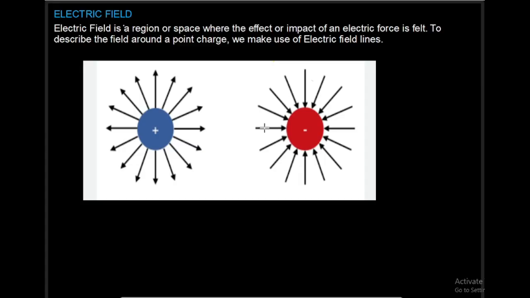So the electric field, like we said here, is the region or space where the effect or impact of an electric force can be felt. And the field around a point positive charge, do not forget, is radially outward. You have the lines pointing out. Whereas the field around a point negative charge is radially inward. You have the lines of force pointing inwards.